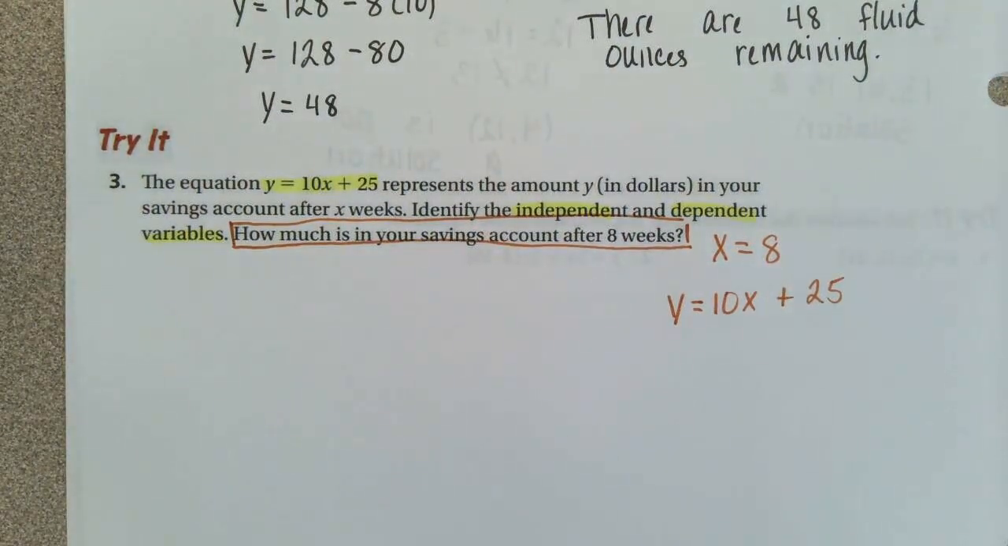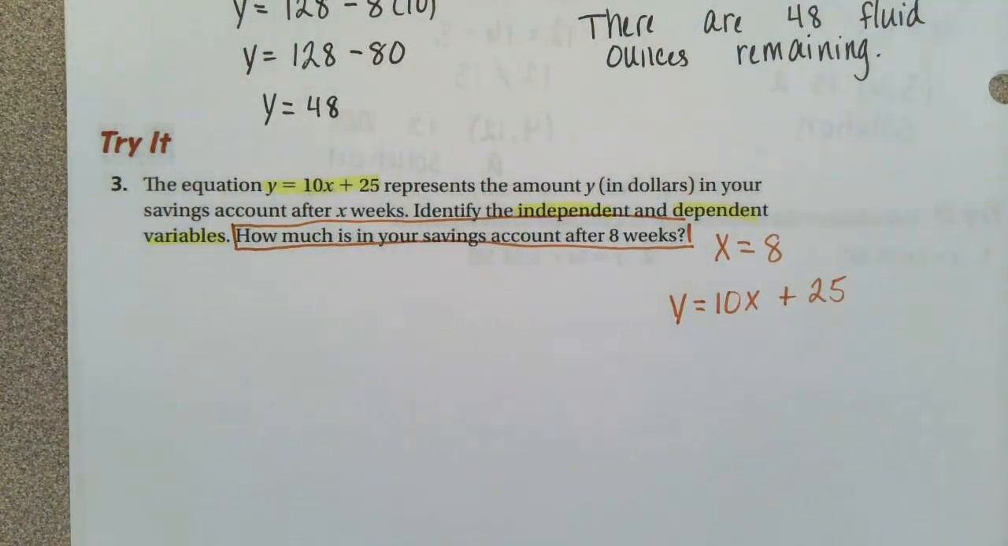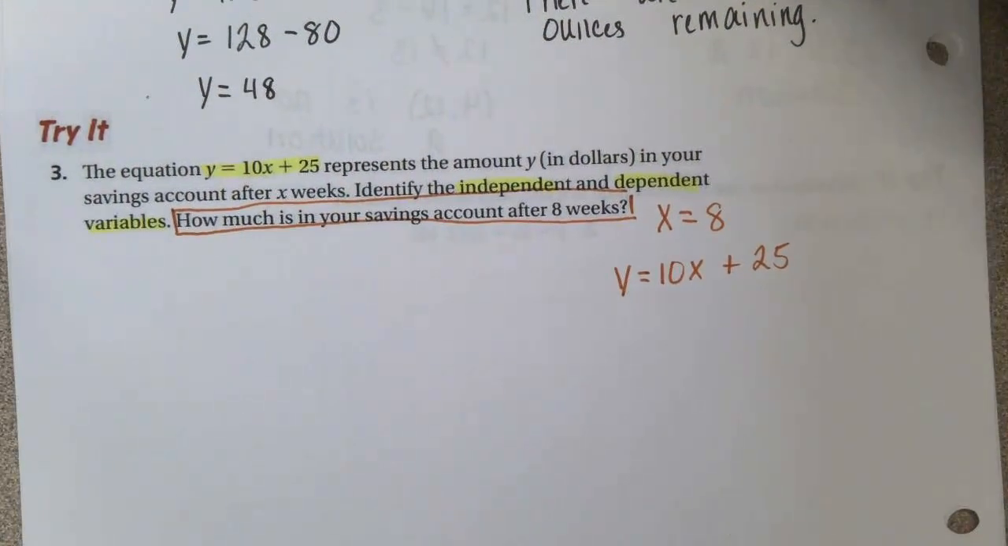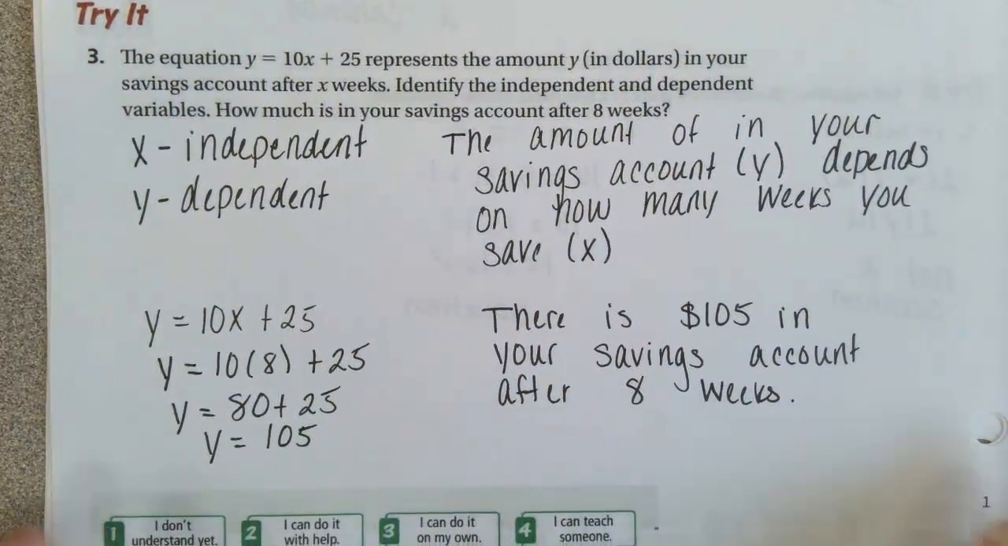Go ahead and pause your video and give that a try. Hey, here's what we end up with. The amount of money in your savings account is going to depend on the number of weeks you save. So y is our dependent, x is our independent. You substituted those 8 weeks in there. There is $105 in your savings account after 8 weeks.